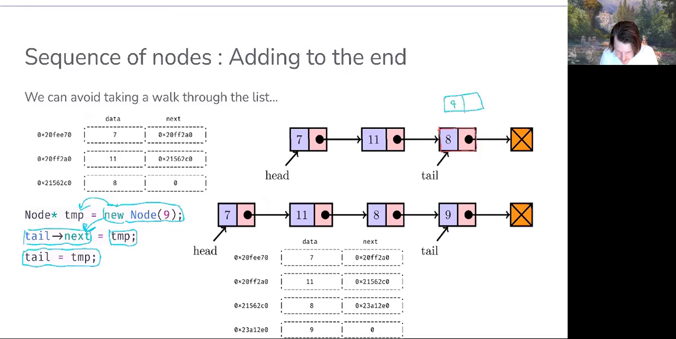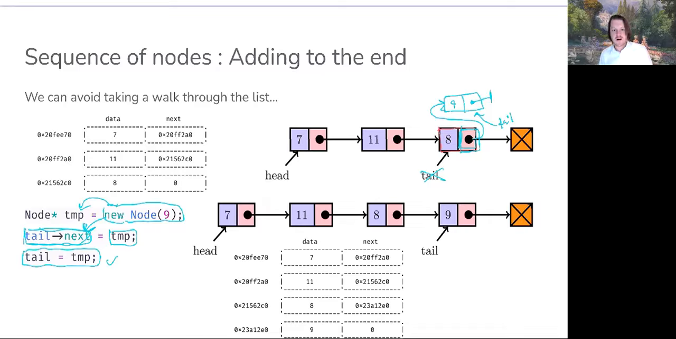So we have this new node with 9. Its next pointer is pointing nowhere. Tail's next at this line is going to give us that pointer there, which we will set to temp. So that makes that connection. This line here is going to make tail now point to that object.